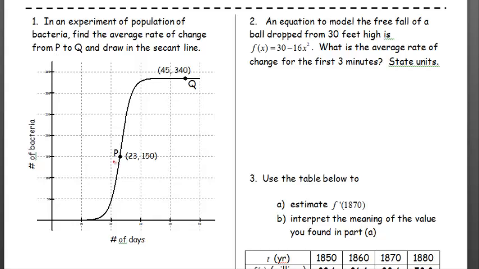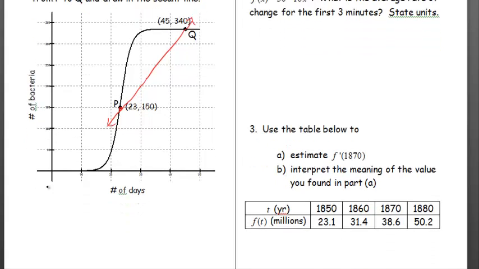Okay, well, drawing in the secant line, you guys can use a straight edge. It's not as easy as it looks here. Close enough. Pretty close. All right. So that's a graphical representation of the AROC. So let's find the AROC from P to Q.